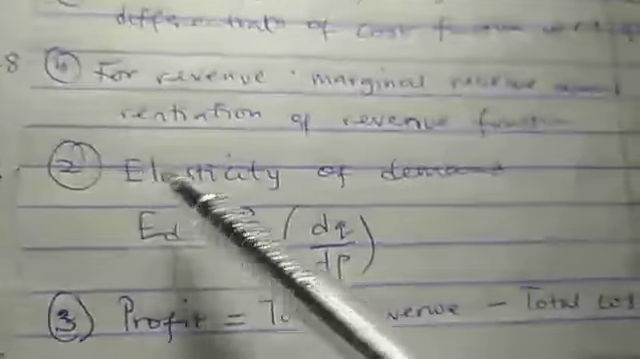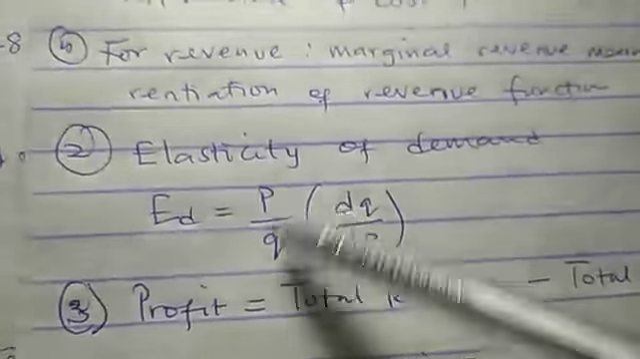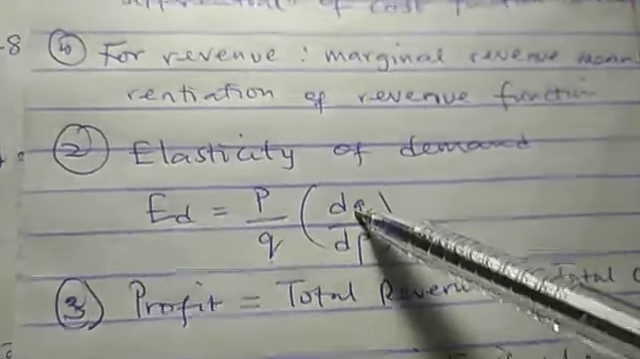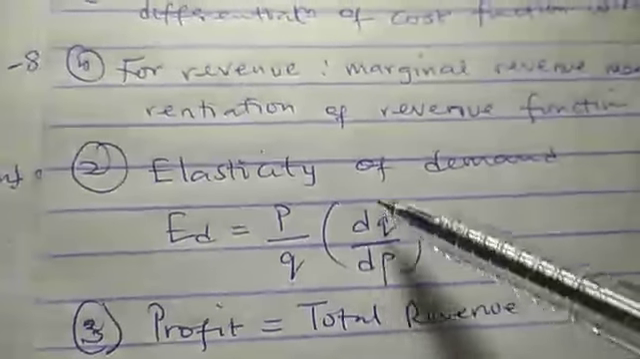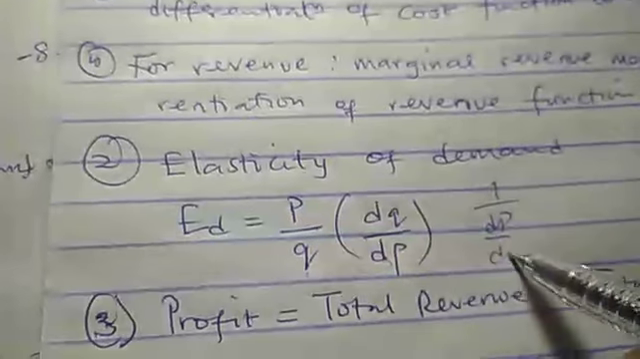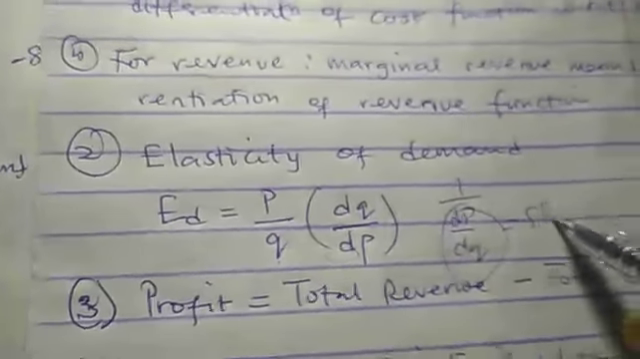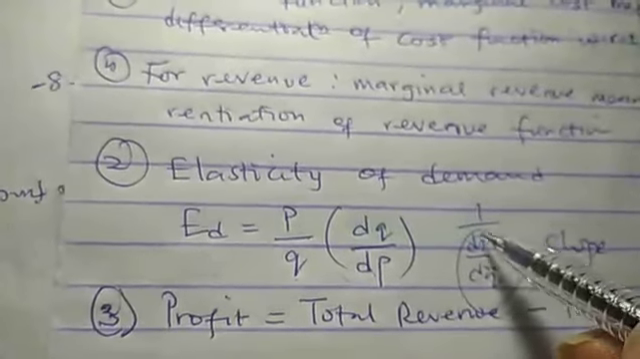Now, this is elasticity of demand. The formula for elasticity of demand is price over quantity times 1 over dQ/dP. The dQ/dP simply means 1 over dP/dQ, which means 1 over the slope, and that is differentiation. The dP/dQ means differentiation of price with respect to quantity.